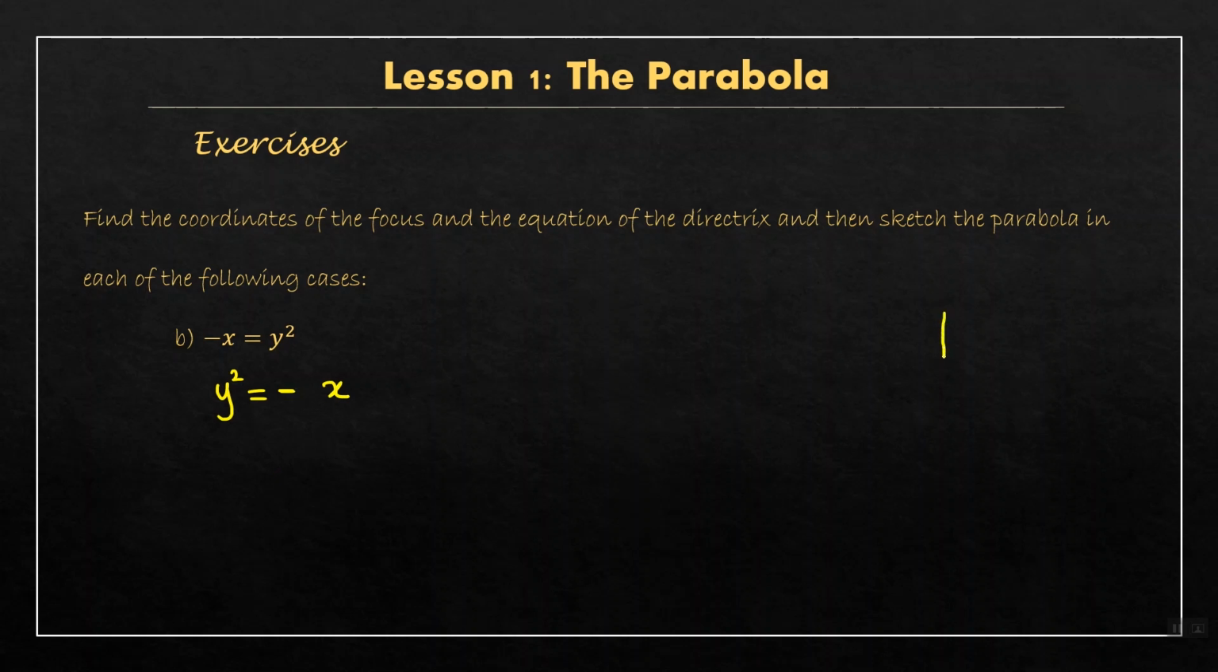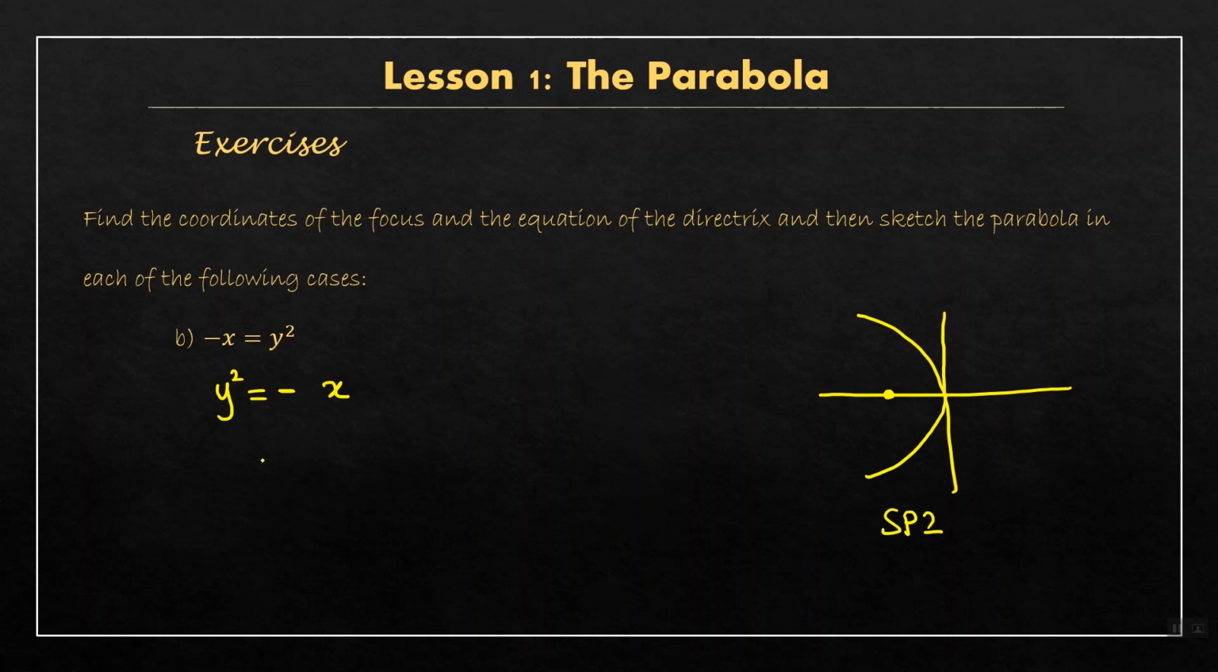So where is the focus? Yes, the focus should be on the negative x-axis. So the focus is here. Okay, we know that the focus is here, and the parabola is going to enclose the focus. So this is going to be standard position number 2.